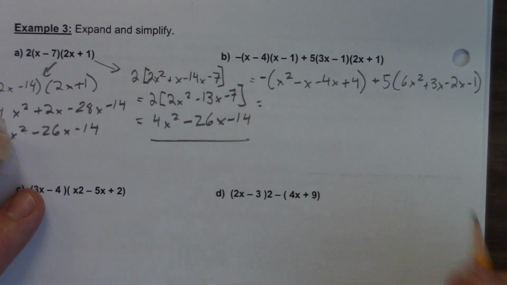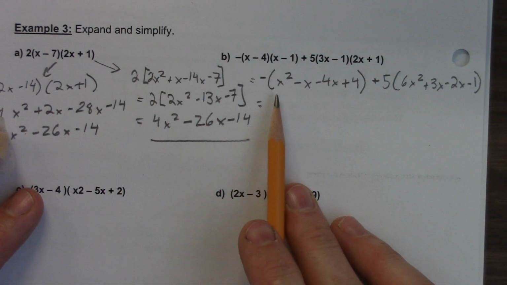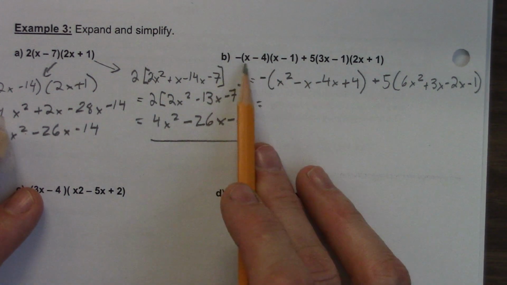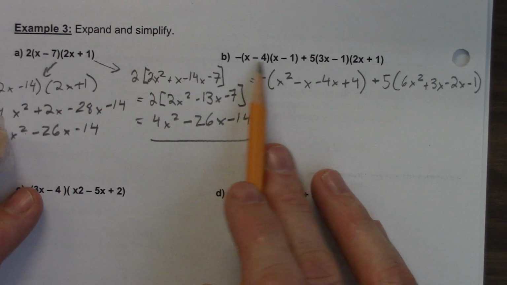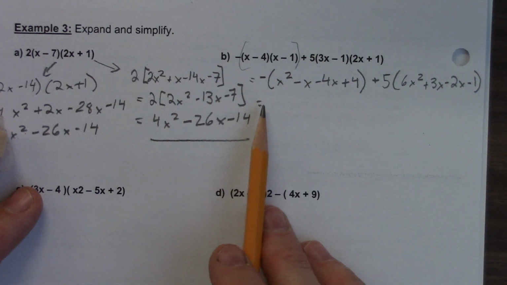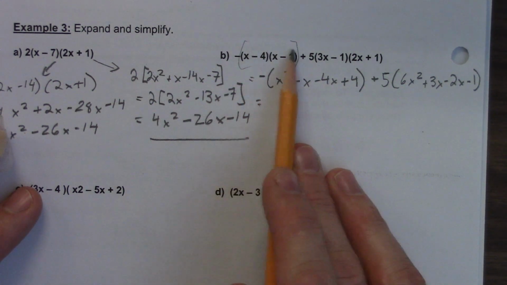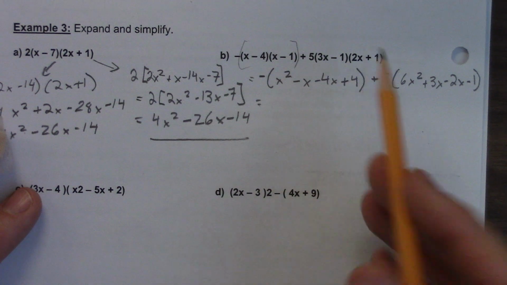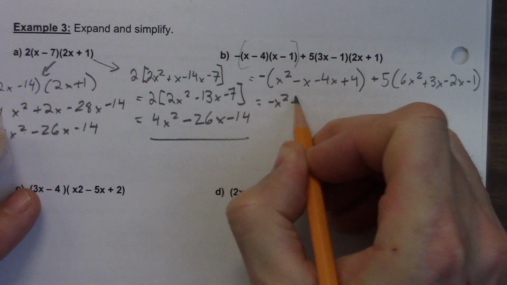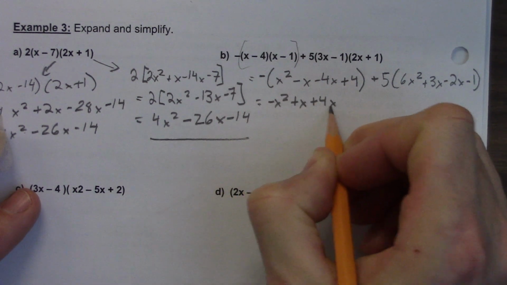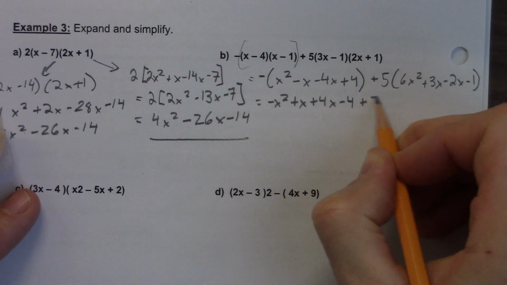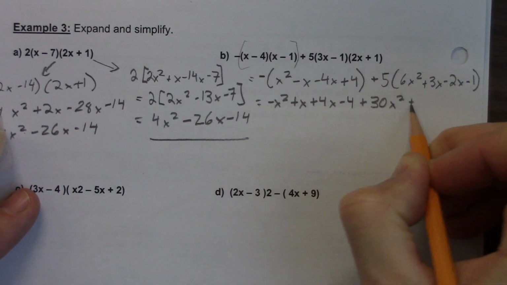Sir, how did you combine them? Which one? For the both? I did FOIL. This is what we've been learning, how to combine these two, right? Yeah. You're doing this times this, this times this, this times this, this times this. Okay? So now the negative sign goes in, and I can get rid of the brackets. And now this 5 is going to go in, and I'll get rid of those brackets.